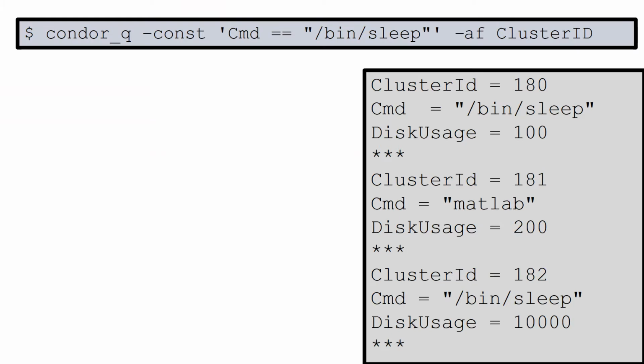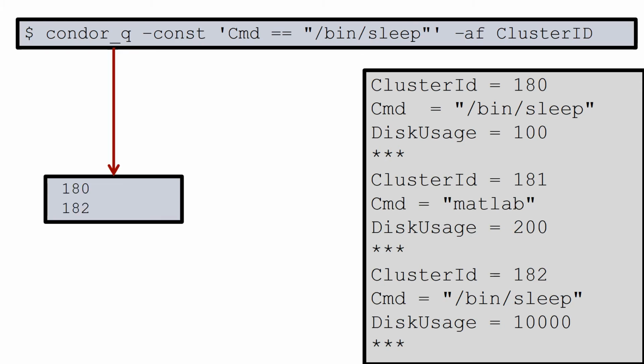Now let's run through some quick examples of logical expressions. To make the output easy, I'll add -af ClusterId, so we just show the matching job IDs. Let's select all jobs whose command is sleep. We can do this by running condor_q -const 'Cmd == "sleep"'. Again, make sure to put strings like sleep inside double quotes. Cmd is an attribute reference, which is looked up in each ClassAd and returns the value of that reference.